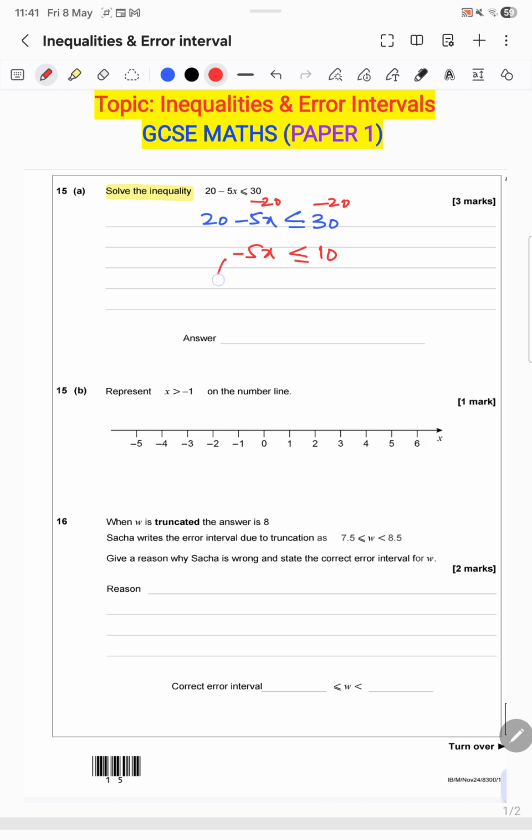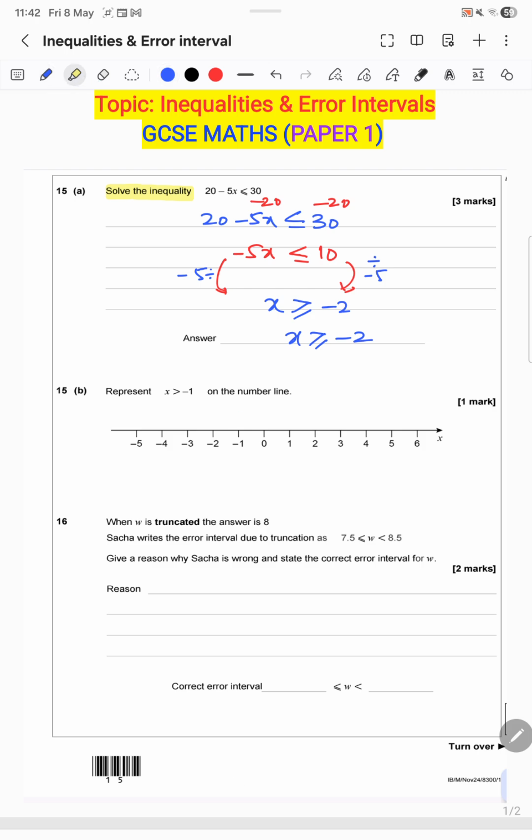Now we have to divide by minus 5 on both sides. When you divide by a negative or multiply by a negative, you need to change the inequality. So minus 5 divided by minus 5 is 1, so you're left with x. And 10 divided by minus 5 is minus 2. So the answer is x is greater than or equal to minus 2.